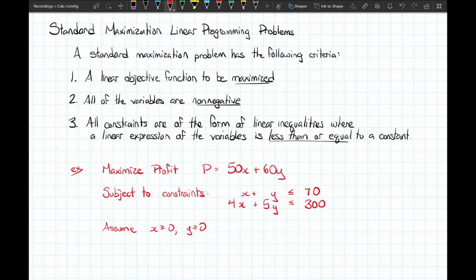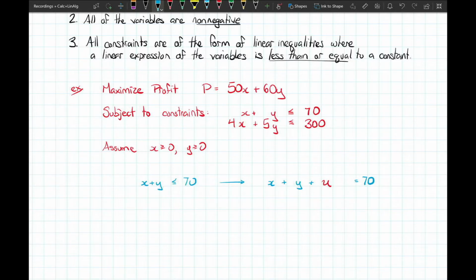So let's see, our first constraint, x plus y less than or equal to 70. Let's add a slack variable, call it u, which is how much room we have to spare. And now we could think about some positive value x plus some positive value y plus the amount of room left equals 70. And u is also going to be some non-negative value.